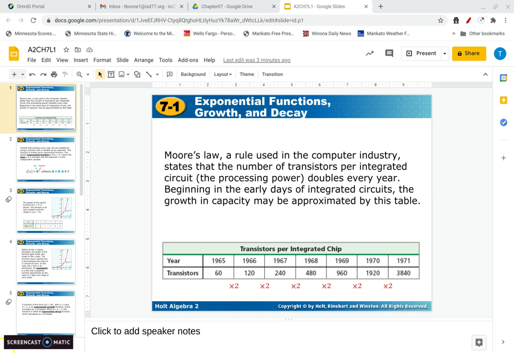And what you're kind of noticing here is a pattern in the chart. We're going from 60 to 120 to 240. So we're going to be multiplying by the same thing every year. And that's what exponential growth looks like, it's a multiplication. Now in linear, we're adding the same thing. With exponentials, we're going to be multiplying by the same thing.